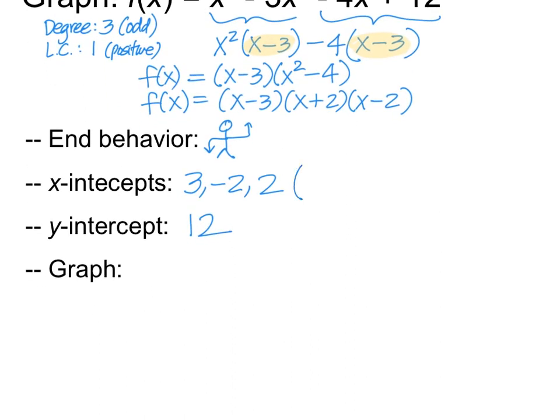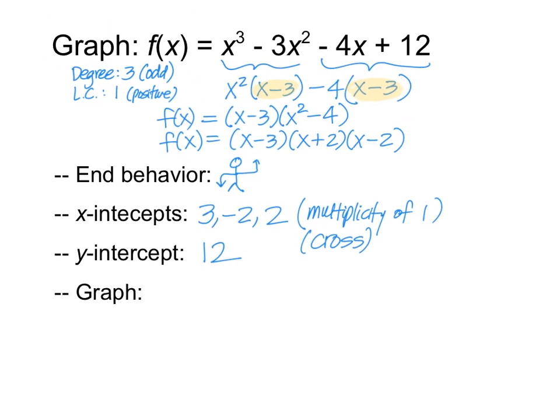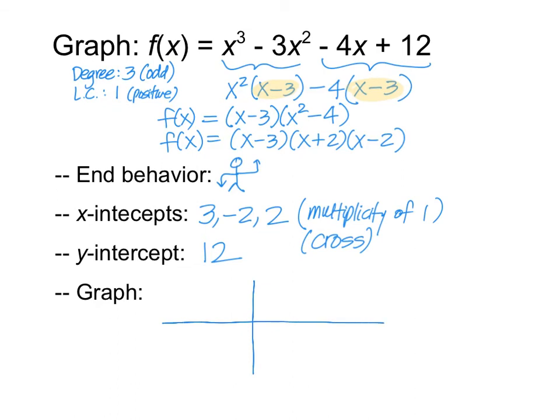Notice that all these x-intercepts have multiplicity of 1. So they all cross the x-axis. Okay? And there are no flat crosses because the multiplicities are all 1, not 3, not 5. And so we just do a clean cross, if you will. All right, so I'm going to mark on my graph my 3 x-intercepts.